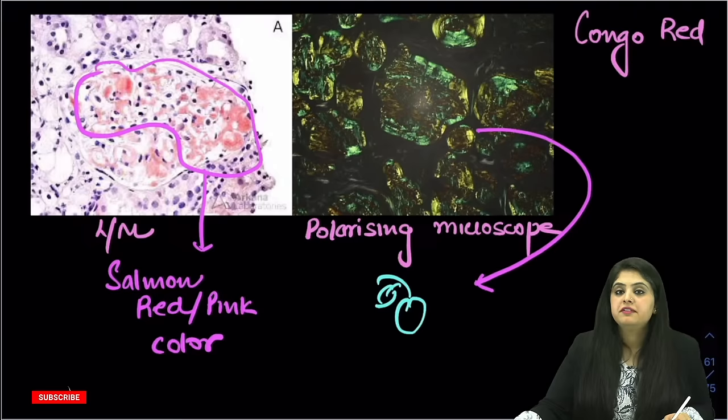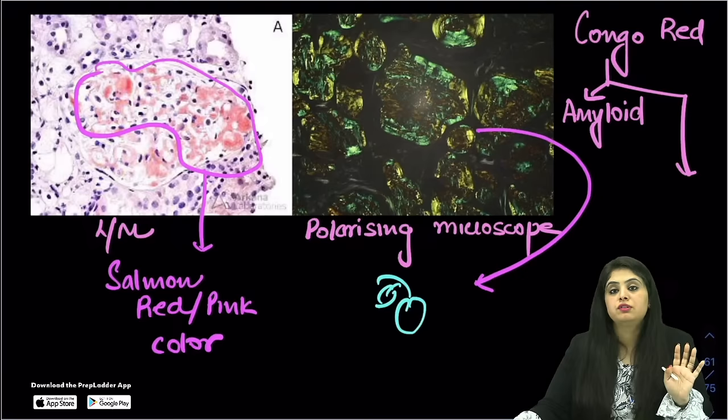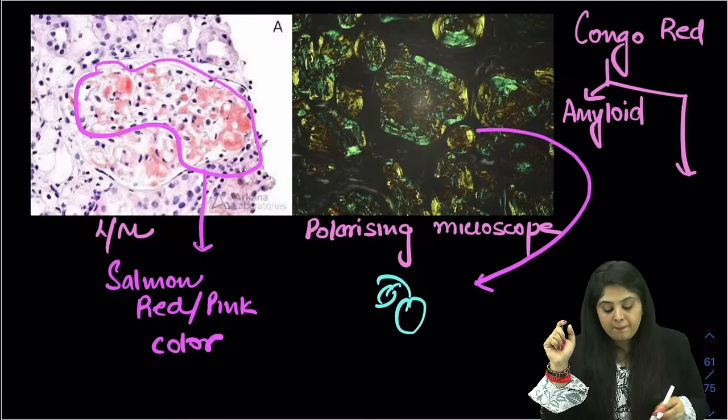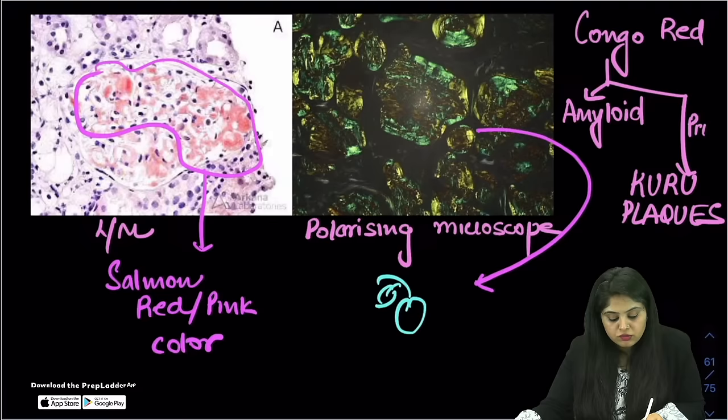What they'll ask you is, where else can you use Congo red? One is amyloid, which every first year student also knows Congo red is for amyloid. But what else? Any disease that can involve the brain, any disease of the brain. Kuru plaques are something that are going to be Congo red positive. Meaning Kuru is what? Prion diseases are also going to be Congo red positive.